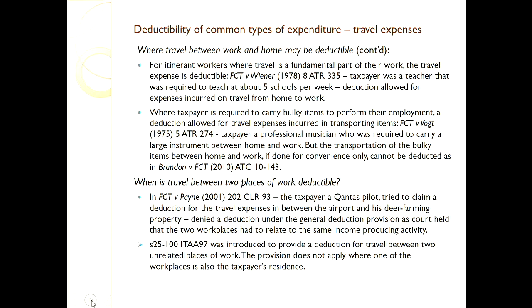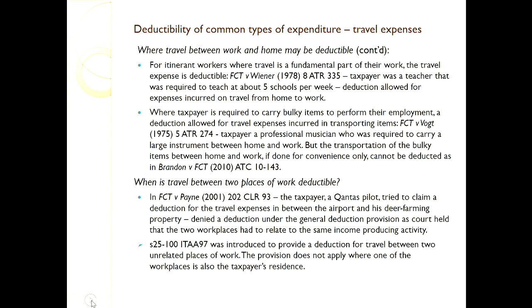Parliament responded to that decision by enacting Section 25-100 of the 97 Act. And this is a rare instance where Parliament thinks that the taxpayer really ought to get a tax deduction, right? Normally Parliament is restricting deductions, but in 25-100, the legislation provides, and it was enacted after Payne's case, that a taxpayer can get a deduction for travel expense between two unrelated places of work, in the sense of different kinds of income, different kinds of services, that we're talking about.